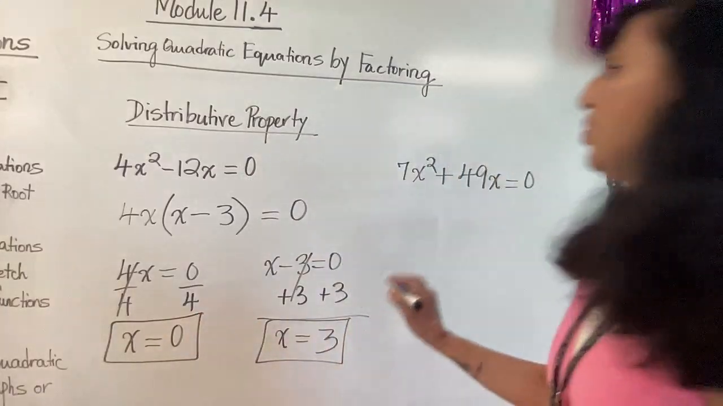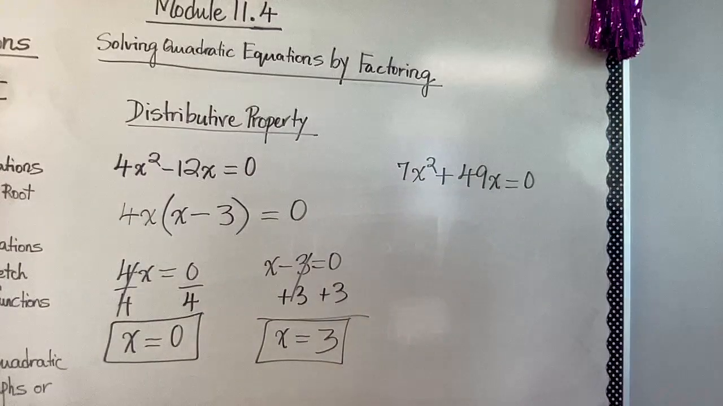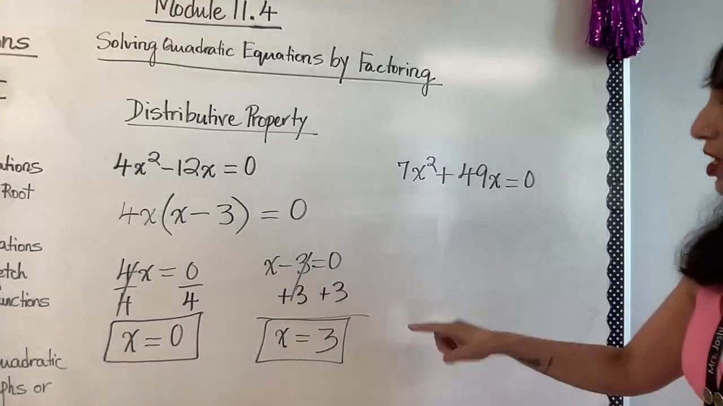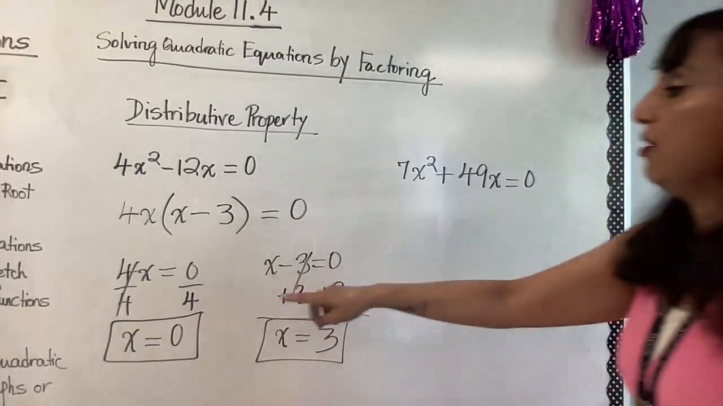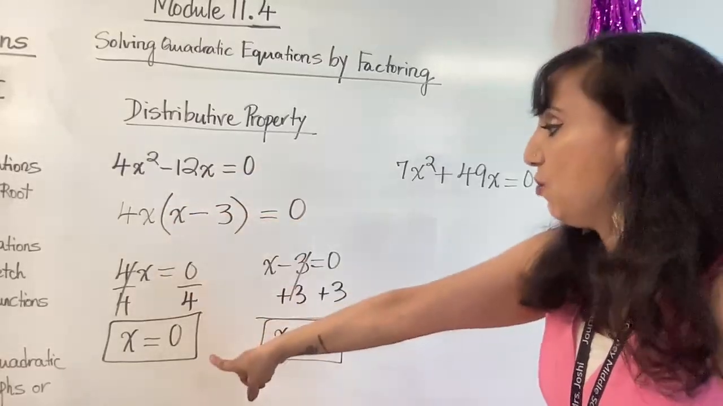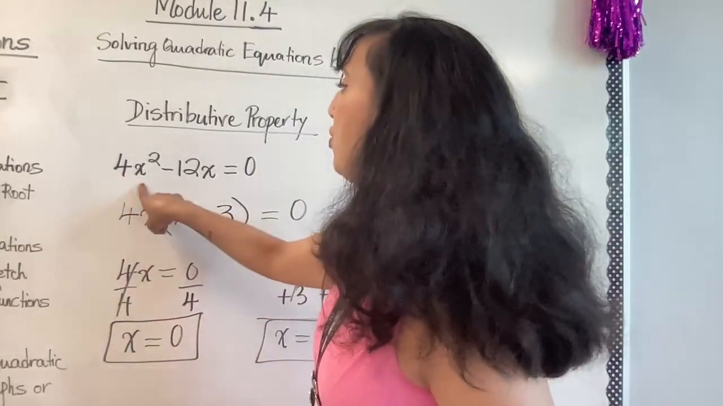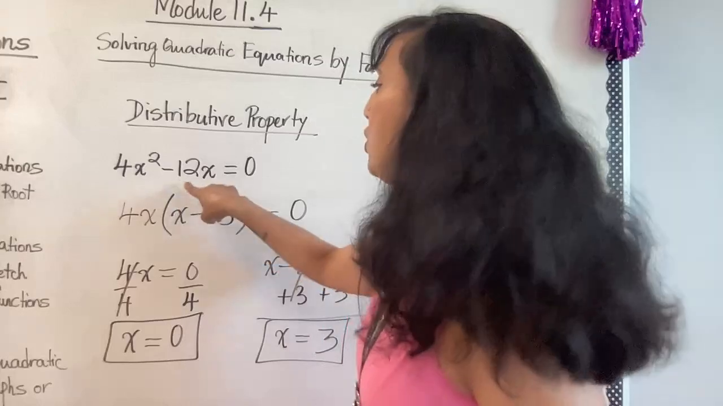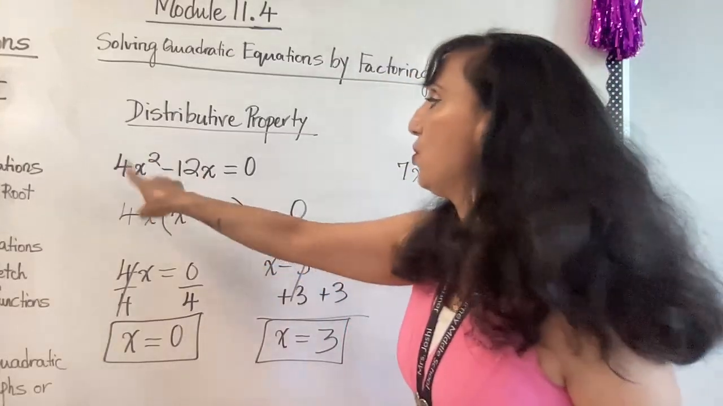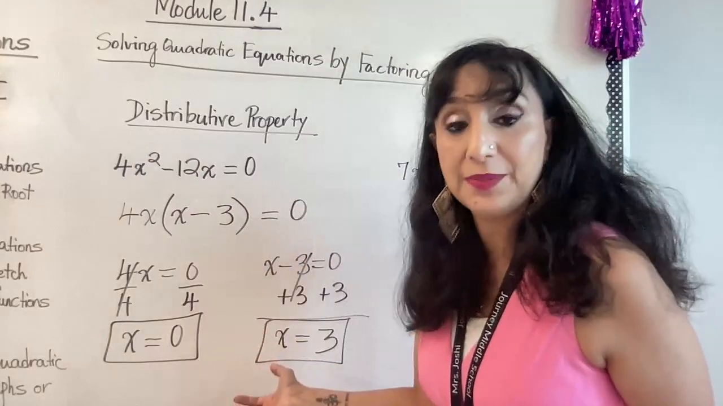So we again used the zero product property over here, and of course we started with the distributive property for factoring, and then we used the zero product property. We can always substitute the value into the equation to check if it is correct. So if x is equal to 0, 4 times 0 squared is 0. Minus 12 times 0 is 0. So 0 minus 0 is equal to 0. And yeah, that is correct.